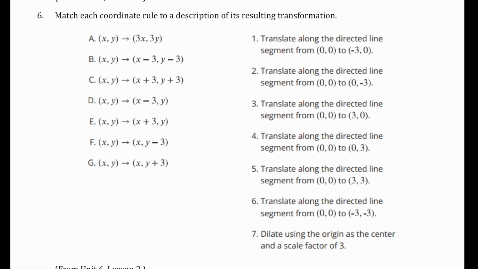That's number 7, dilate. And I even said origin is the center. I just didn't write it down. That's number 7. Dilate using the origin as a center and a scale factor of 3. Okay.